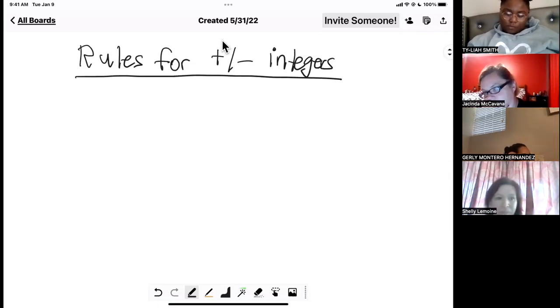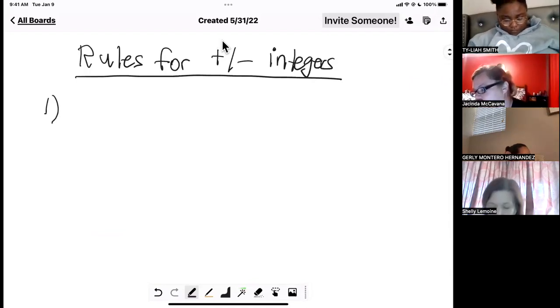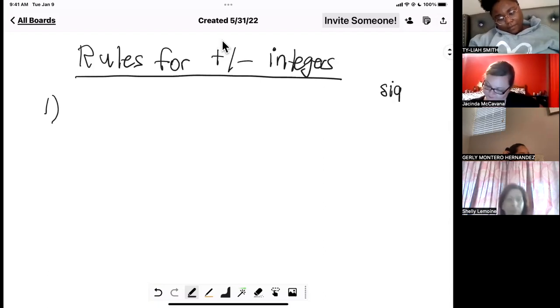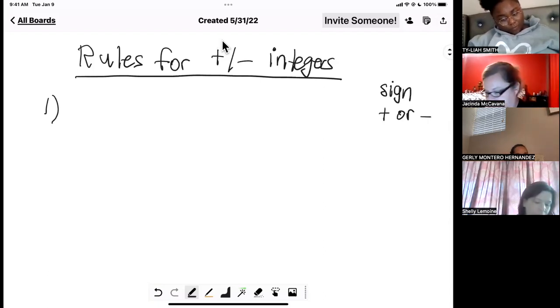Once you get these down, integers get so much easier. Okay, so let's talk about the sign. When I say the sign, I mean if it's positive or negative. So if I talk about the sign of a number, I'm talking about is it positive or is it negative?